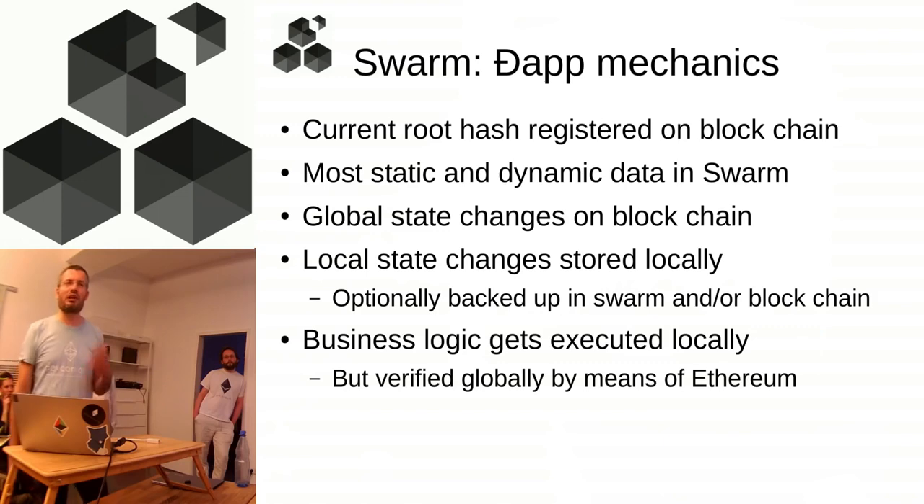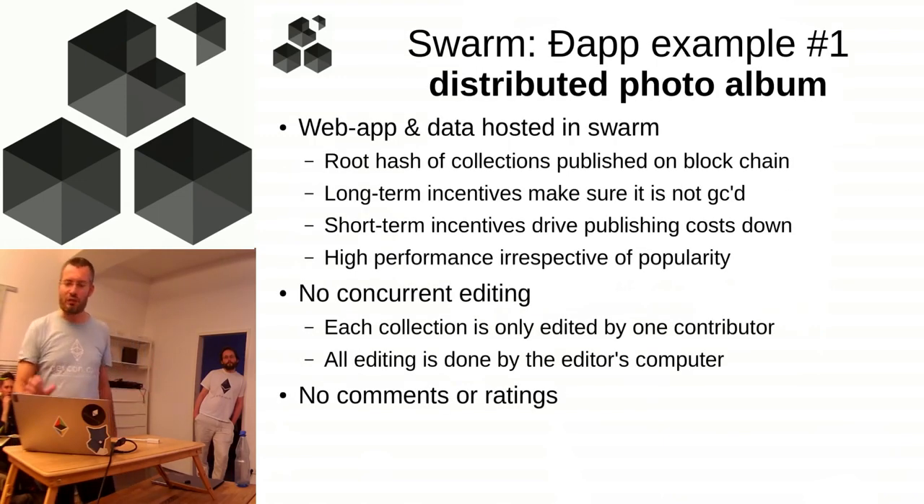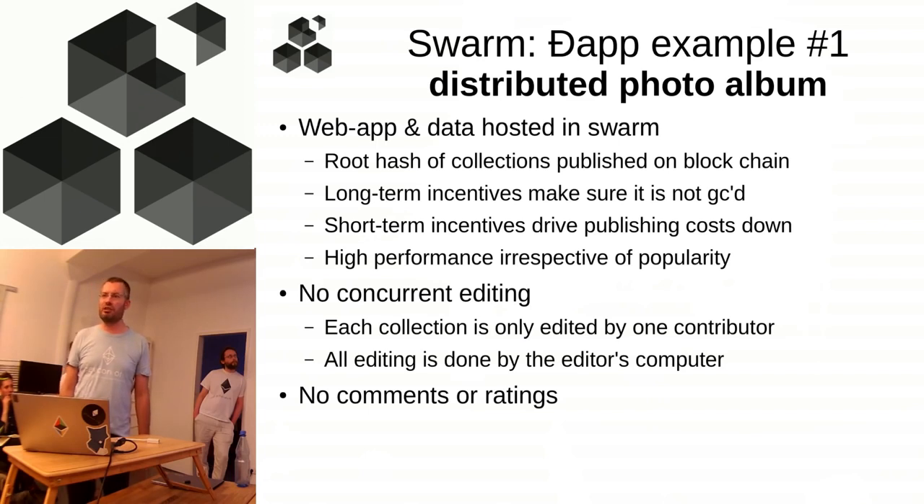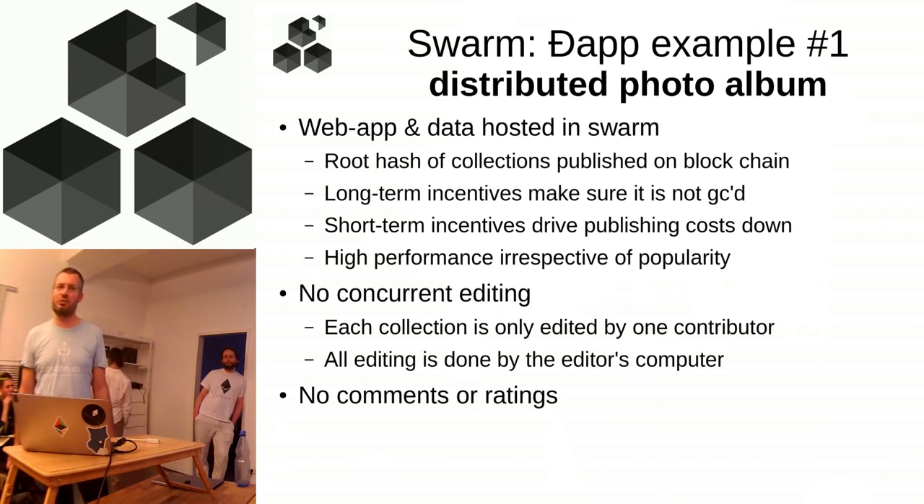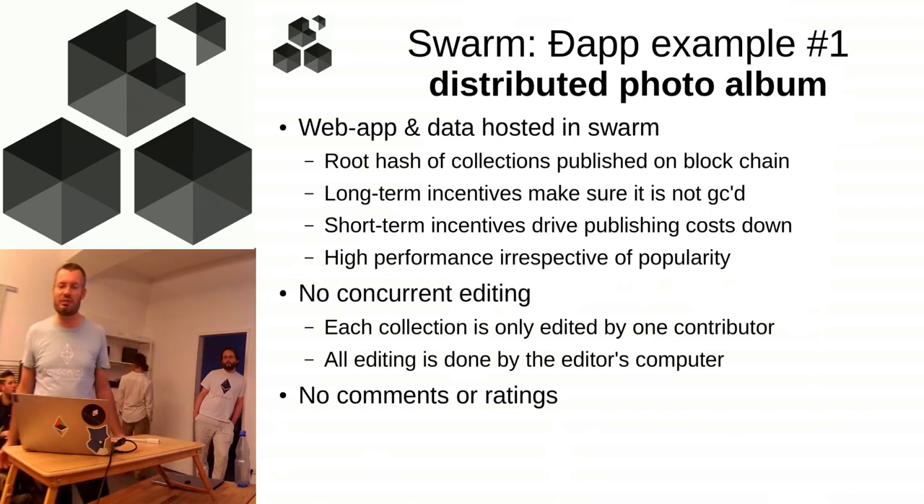So I would like to show you a few examples of how things are being done. The first example is actually already implemented. It's part of the Swarm examples, and it's about the simplest distributed application that makes some sense. So it's a distributed photo album. You can edit it, you can add photos, you can shuffle them around, so it's somewhat similar to Picasa or something like that.